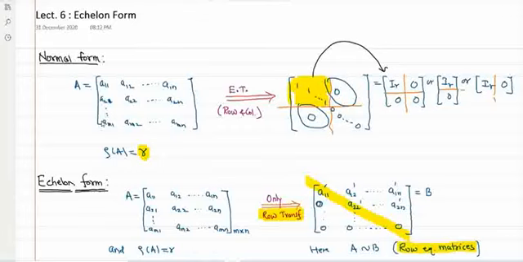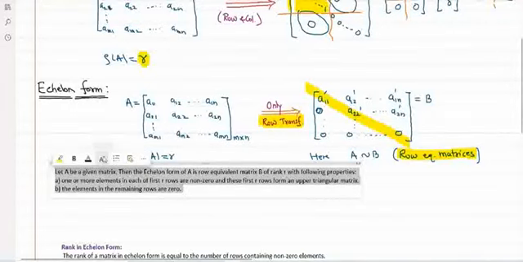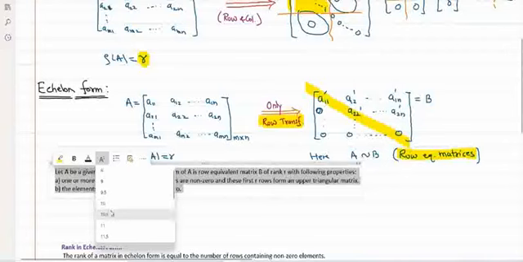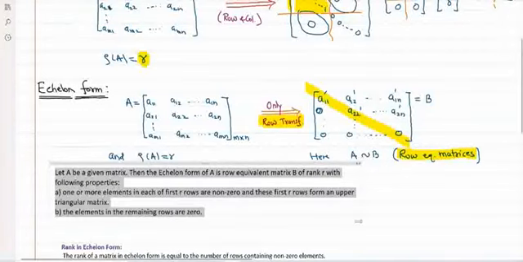Now, a question may arise. If you apply column transformation, rank remains the same, you will get the same answer. But when you are finding the echelon form, you have to apply only row transformation. Be particular, see the definition. I will reduce the font or increase the font. Now I think it is fine.